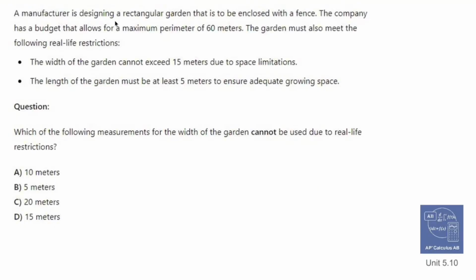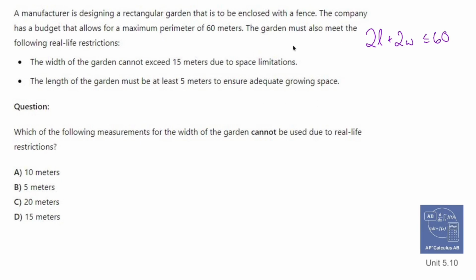A manufacturer is designing a rectangular garden that is to be enclosed with a fence. The company has a budget that allows for a maximum perimeter of 60 meters. So the perimeter of a rectangle is 2 times length plus 2 times width. It has to have a maximum perimeter of 60 meters, so it's got to be less than or equal to 60.